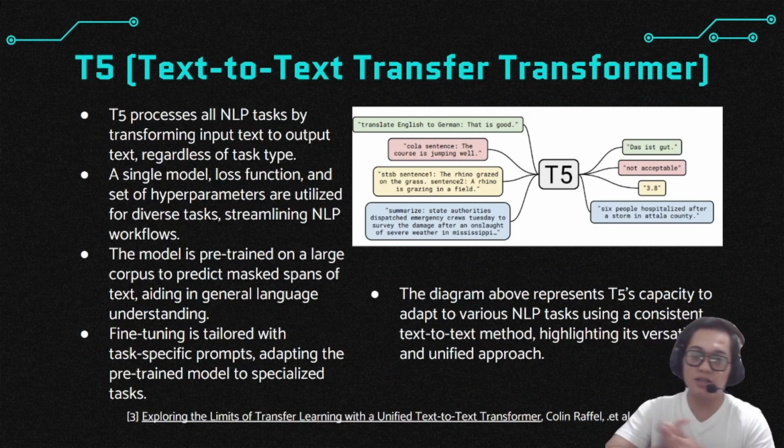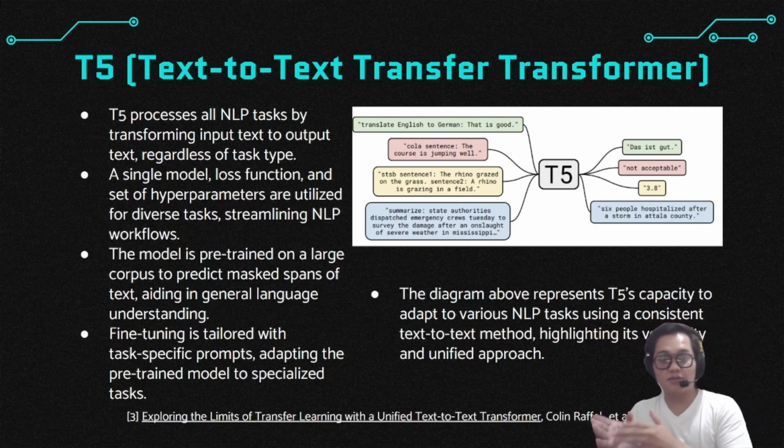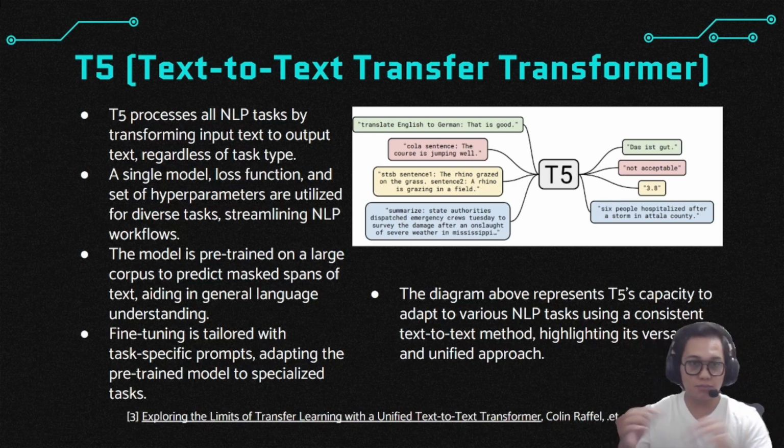Well, let's talk about T5, or Text-to-Text Transfer Transformer, hence the name T5. T5 processes all NLP tasks by transforming input text into output text, regardless of task type. A single model, loss function, and set of hyperparameters are utilized for diverse tasks, streamlining the NLP workflow. The model is pre-trained on a large corpus to predict masked spans of text, aiding in general language understanding. Fine-tuning is tailored with task-specific prompts, adapting the pre-trained model to specialized tasks. The diagram above presents T5's capability to adapt to various NLP tasks using a consistent text-to-text method, highlighting its versatile and unified approach.